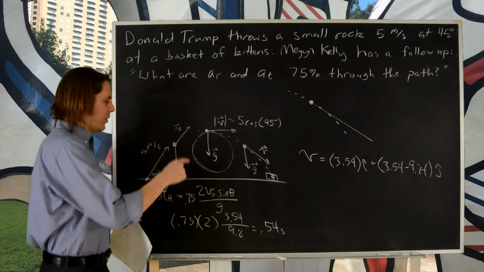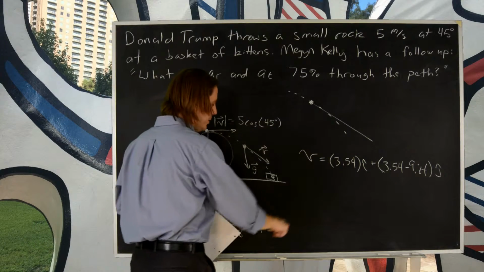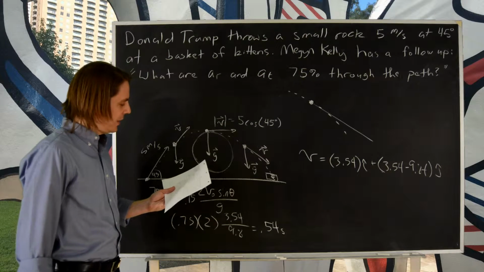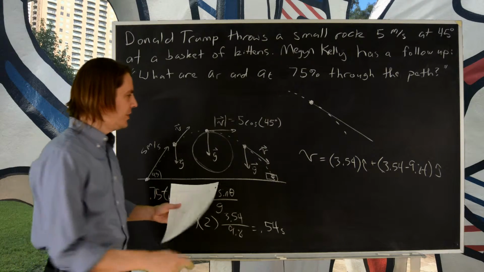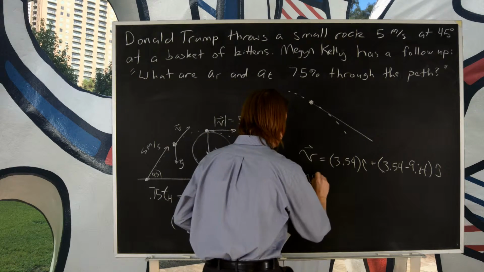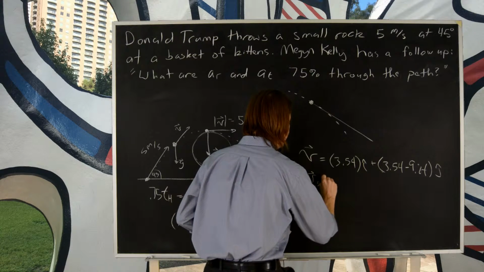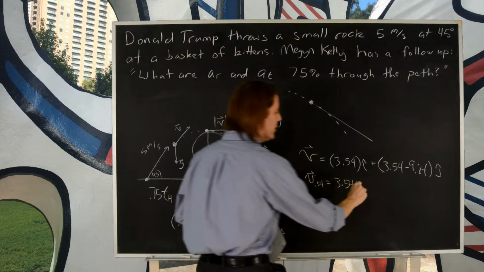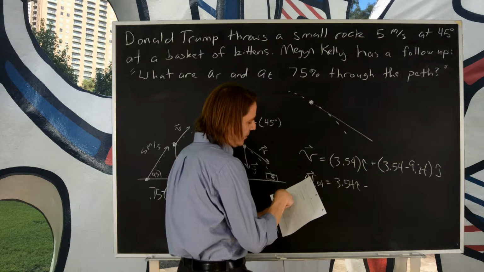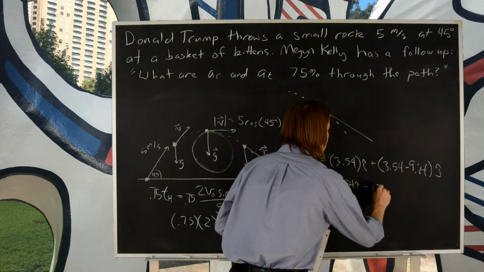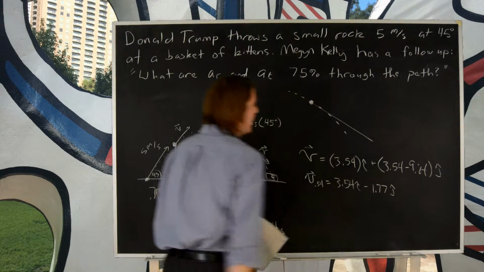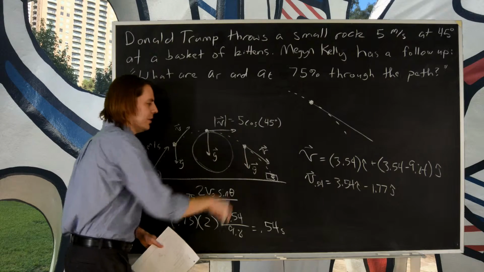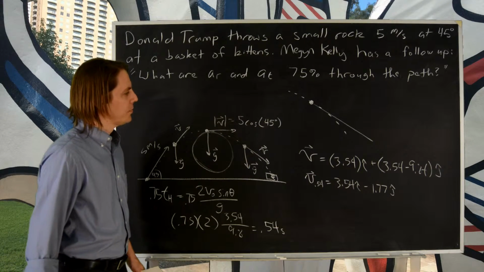So if we wanted to get it right at a certain time, all we got to do is plug in 0.54 seconds right there in that minus 9.8, and we're going to get that the velocity vector at 0.54 is going to be 3.54 i hat, that one's constant, minus, it comes out negative 1.77 j hat. And that makes sense. You would expect that as it starts with a positive y velocity, the component should be negative as you come this way.